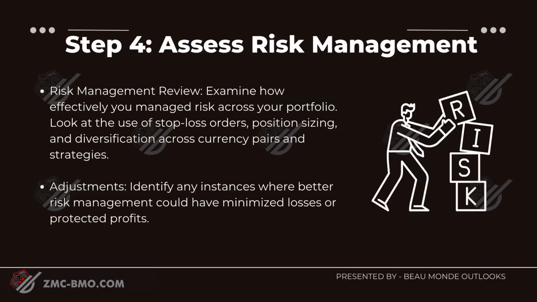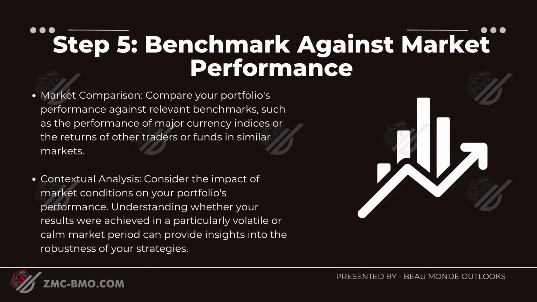Now, assess risk management. Very basic, but it needs assessing. Examine how effectively you managed risk across your portfolio. Look at the use of stop-loss orders, position sizing, diversification. How effective were you at mitigating all risks to your account balance? Now, looking at your adjustments, you need to identify any instances where better risk management could have minimized losses or protected profits, and run the same exact exercise on all of your previous positions.